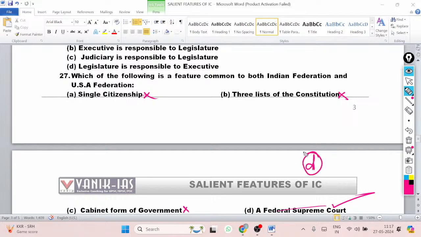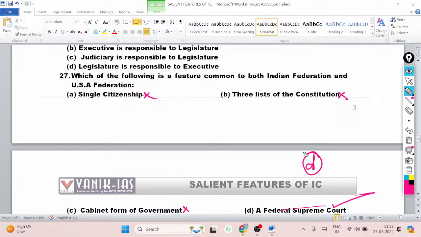In America, there is no list provided. Only certain powers, certain subjects are given to the center, and the rest of the powers, including the residuary powers of lawmaking, are granted to the states. So they have strong states and a weak center. But the reverse is true of the Indian political system. We have a strong center and weak states. So there are no similarities in that regard. Only the federal Supreme Court is common.